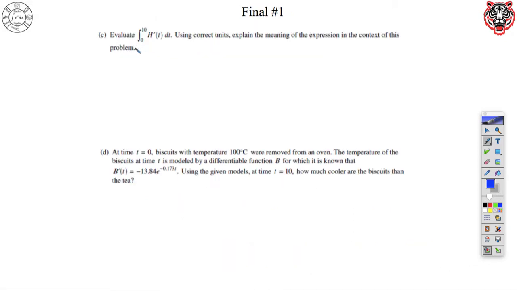Alright, on to part C. So we need to evaluate this thing. So the integral between 0 and 10 of h prime of t dt. This thing is going to turn into, okay, so we have an antiderivative of the derivative. This is the fundamental theorem of calculus. They cancel each other out. I'm just left with h of t evaluated between 0 and 10. So that turns into h of 10 minus h of 0.